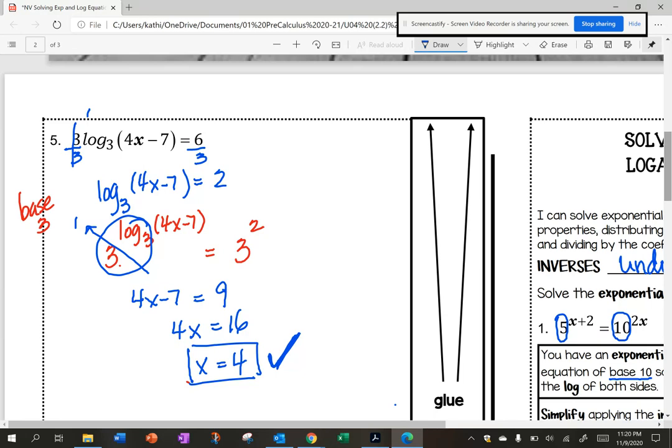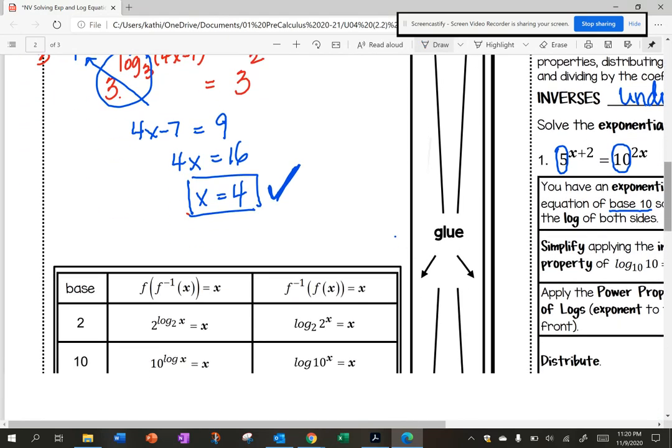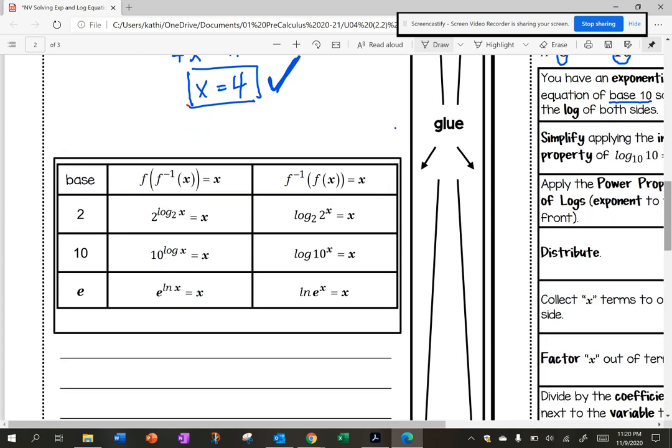So in the big picture, I want to understand inverse functions undo each other, whether I'm talking about base 2, base 10, base e, any base. So when I have the exponential and the logarithmic of both, they undo each other. So this is the big picture right here.